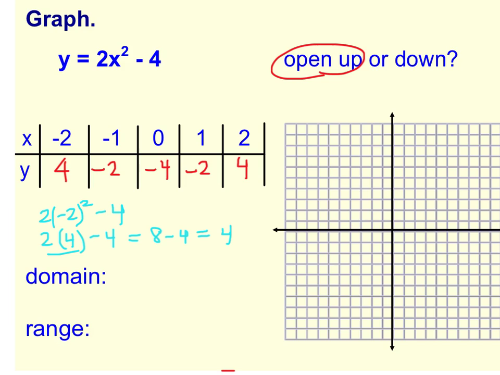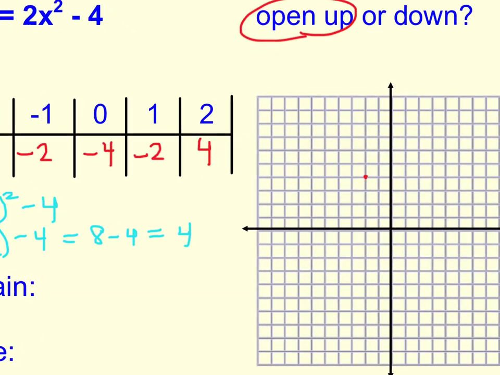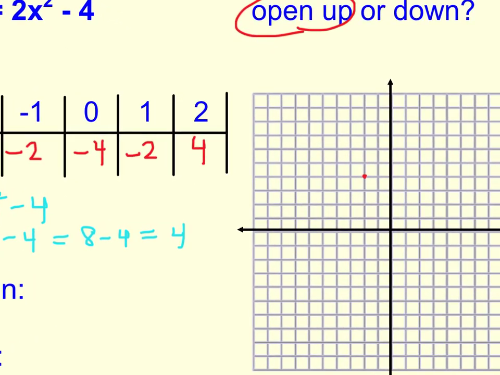We can go ahead and plot these points, starting with the origin. Negative 2, positive 4. It's going to put us right there. Maybe we'll make this a little bigger. Erase that. Then we have negative 1, negative 2. Right there. 0, negative 4. 1, negative 2, and 2, positive 4.